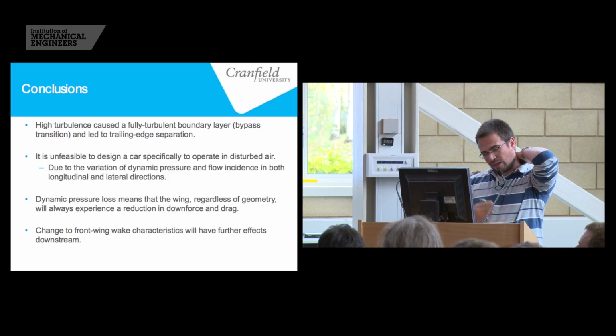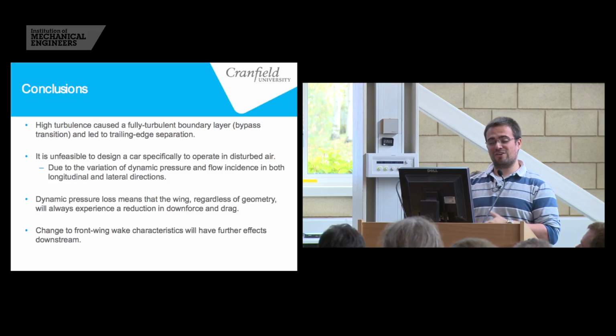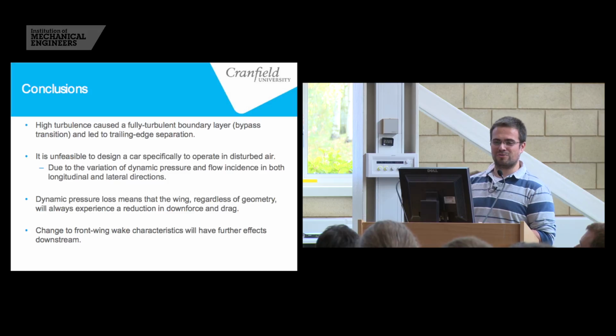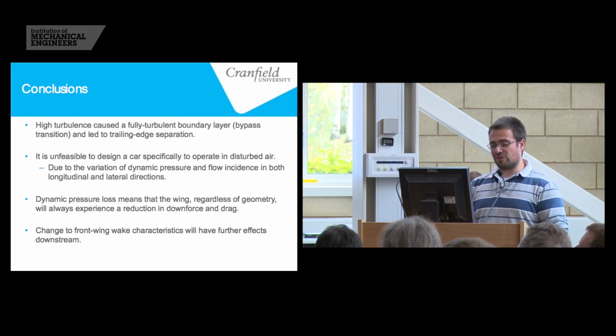So, other conclusions. I've already run out of time, I'm sorry. The high turbulence causes changes to the flow on the surface, so the bubble disappears. As I've just mentioned, it's unfeasible to design the car especially operating in a disturbed flow. You could try to design it to run at ovals, for example, just to make a pole or something. And the dynamic pressure loss means that the wing, independently of its geometry, will always lose downforce and drag.